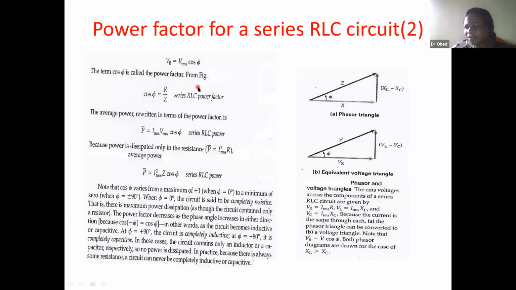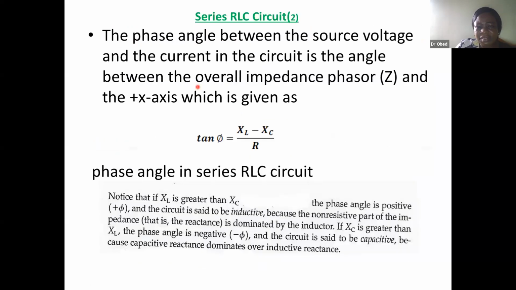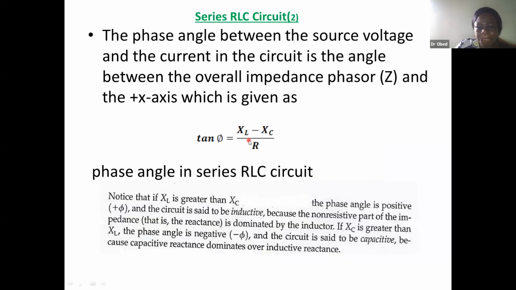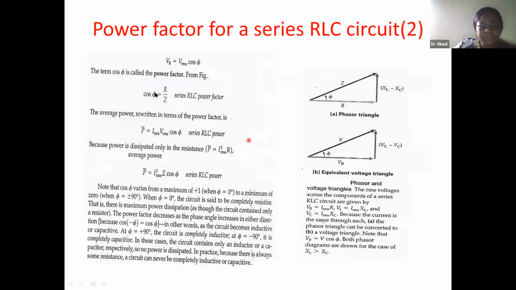And from the previous figure, let's go back. From this previous figure, cos phi is equal to R over Z. And this is known as the series RLC power factor. This equation is known as the series RLC power factor.